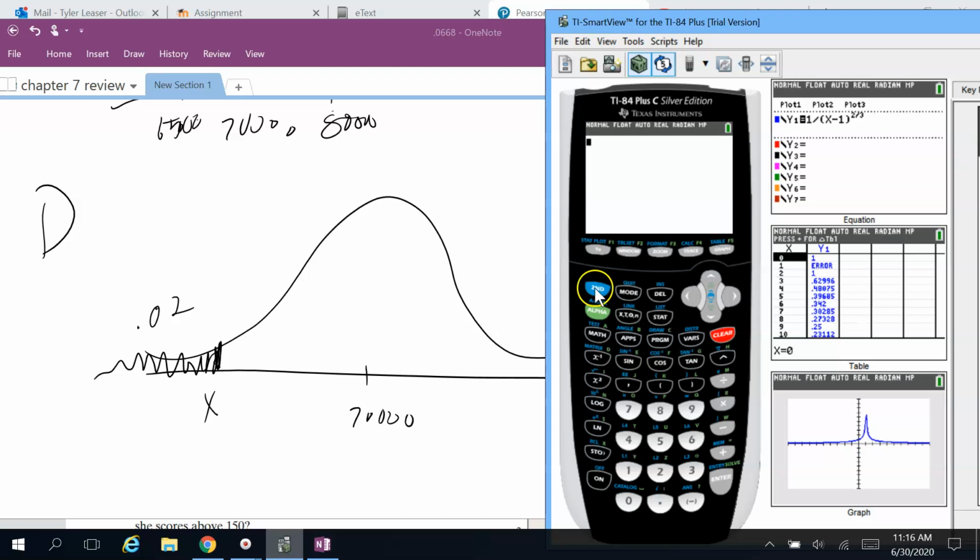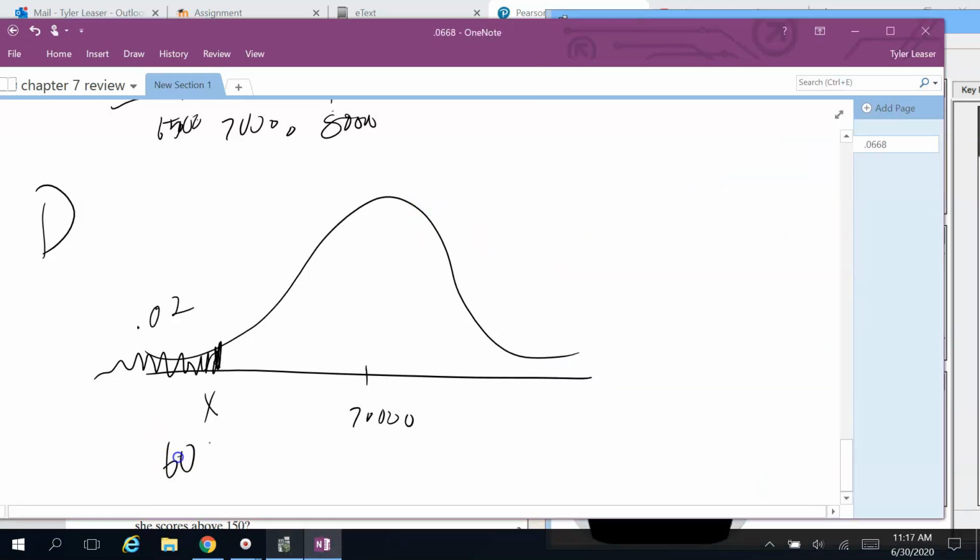This time it's different because this time we know the area and we're trying to find the data value. So we're going to do the inverse norm instead. The area to the left is 0.02. The mean for this is 70,000. If you go back to the question, the standard deviation was 4,400. Paste. And we get our number. 60,964. I'll round it to there. 60,964. That is the amount of miles that 2% of the tires have less than. Or last less than 60,964.